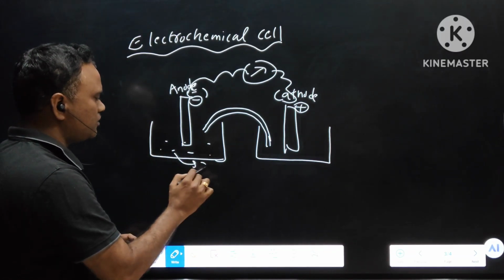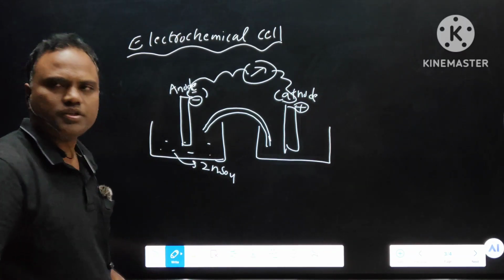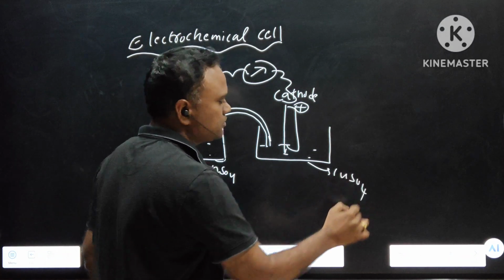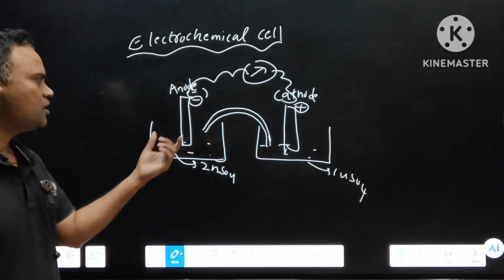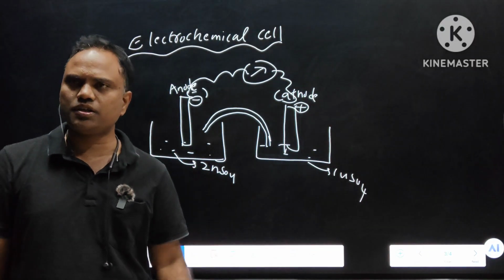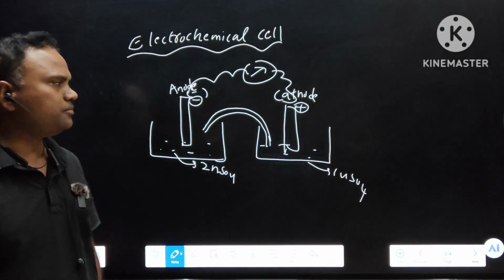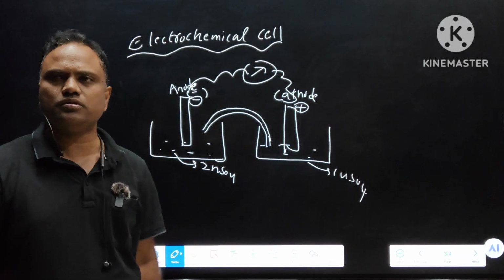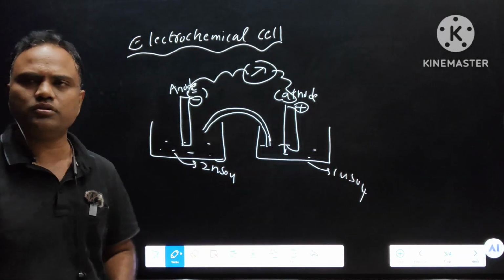This has one electrolytic solution, zinc sulfate. This has another electrolytic solution, copper sulfate. Clear? At anode always oxidation takes place, at cathode always reduction takes place, right? What is the movement of electrons? Electrons will move from anode to cathode, current moves from cathode to anode.